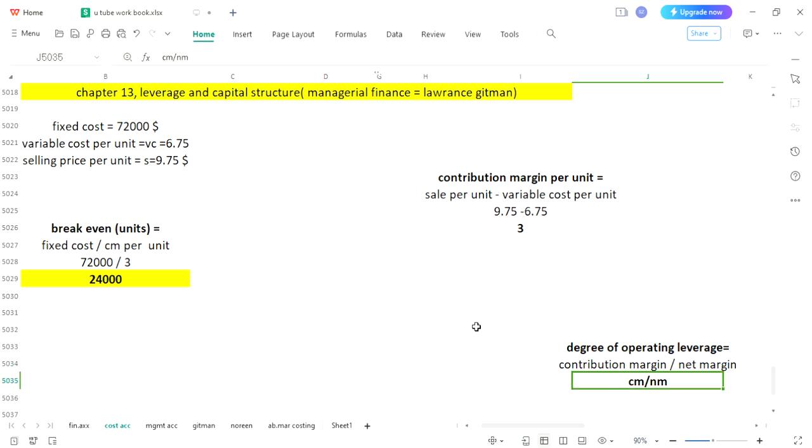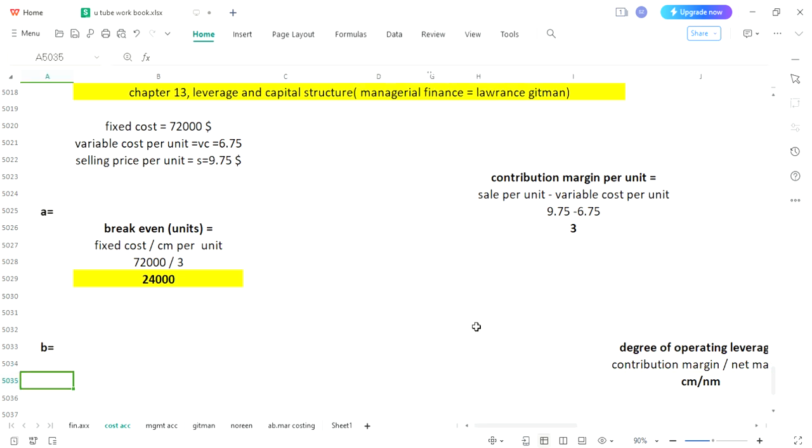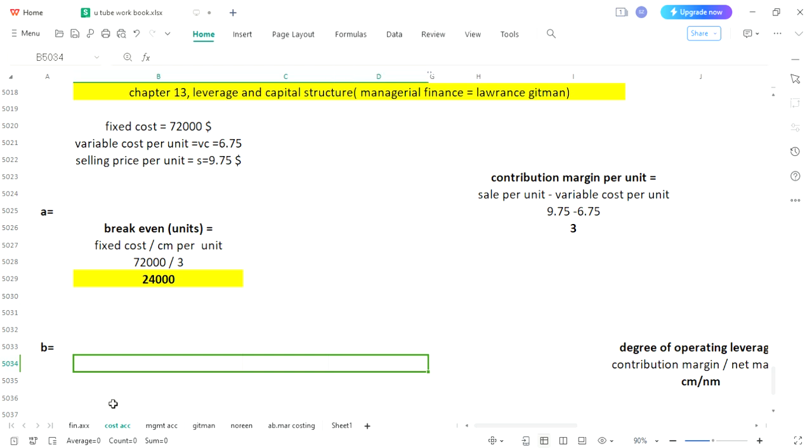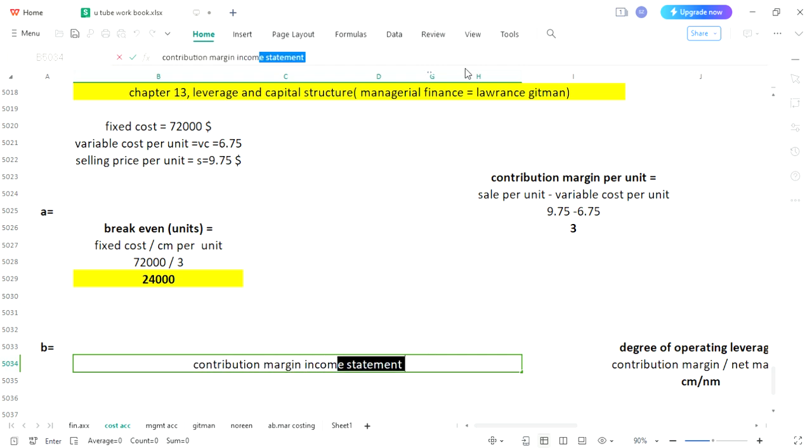Now how would we do that? Obviously we will be making a contribution margin format income statement for each number of units, and then we will calculate degree of operating leverage for all of these. So for calculation of contribution margin and net margin, we need to construct a contribution margin income statement.